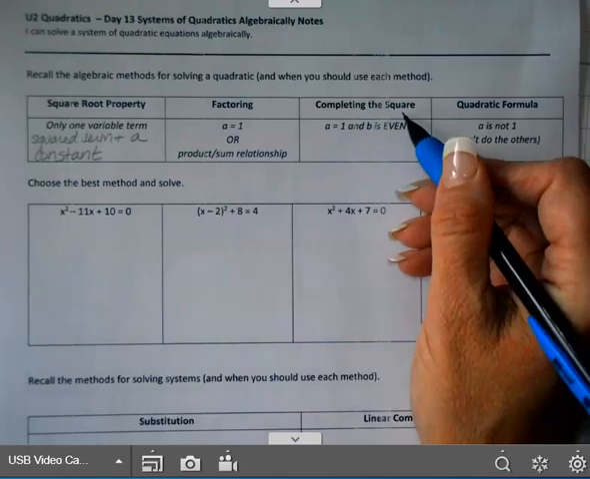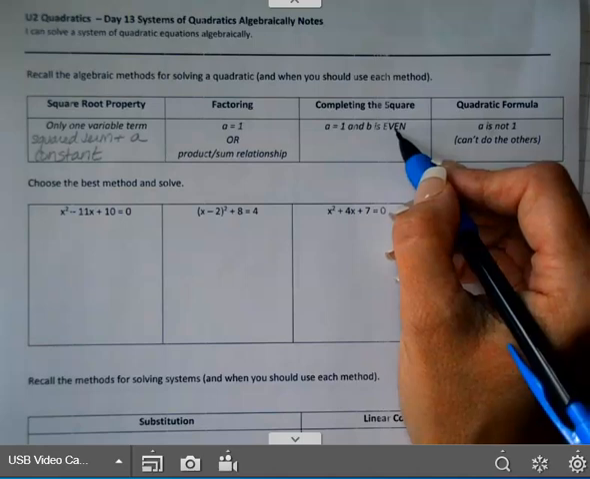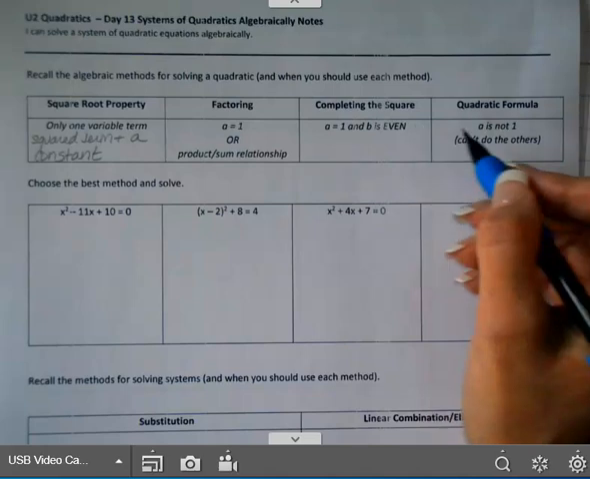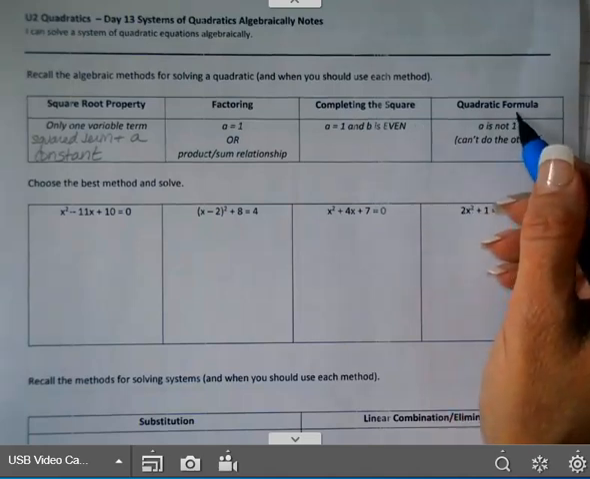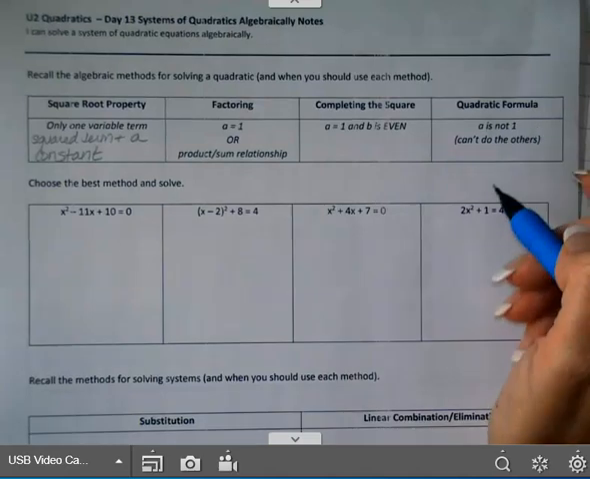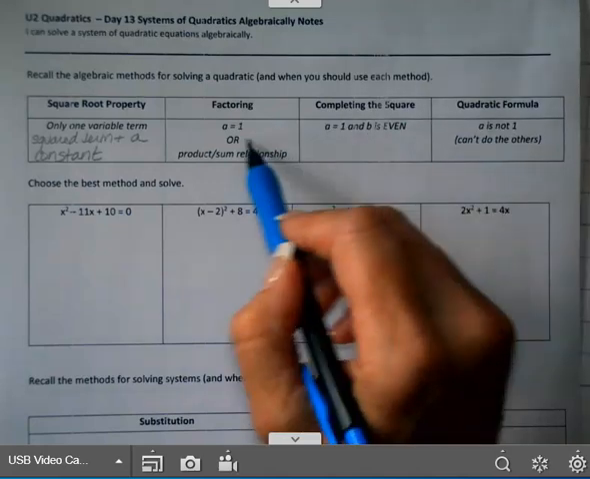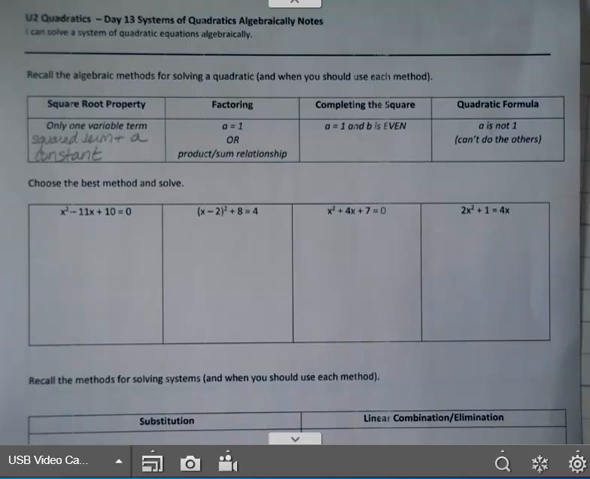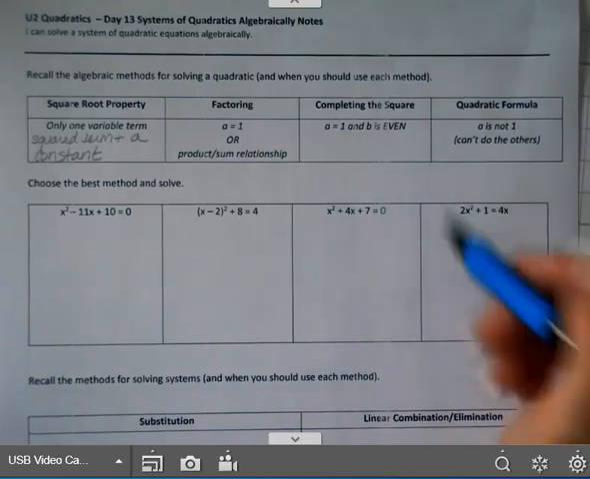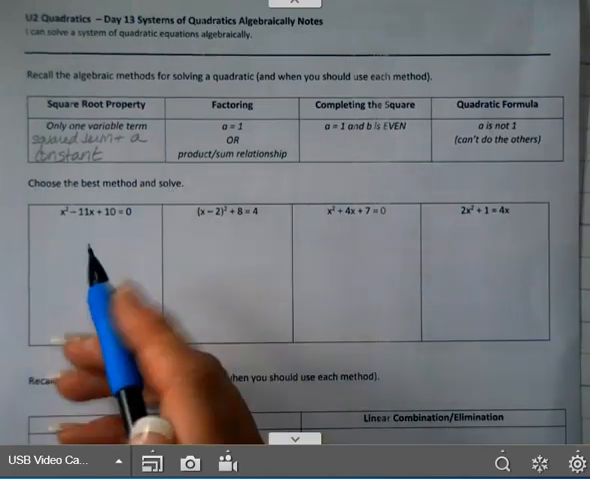For complete the square, I would choose this method if A is 1 and your B value is even, so your linear term is even. Quadratic formula, I'd use as the last resort when the other methods don't work. So you could have A as 1 still, but none of these other methods are good choices. So this is not necessarily true. I would just pick when you can't do the other methods, this is the way to go. So we're going to choose the best method and solve.